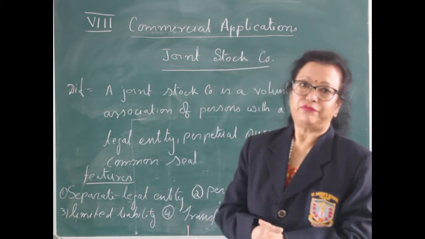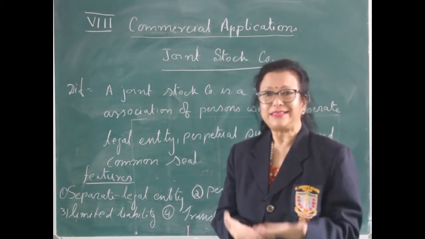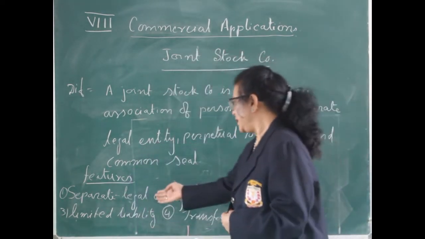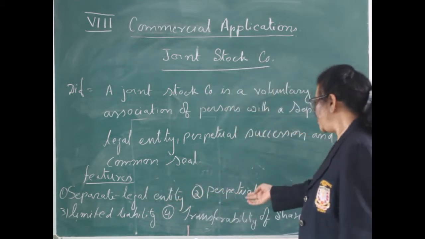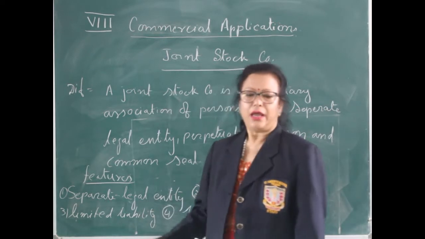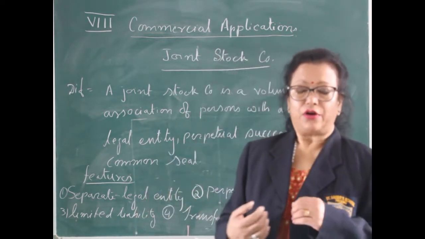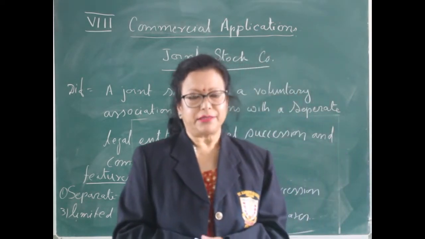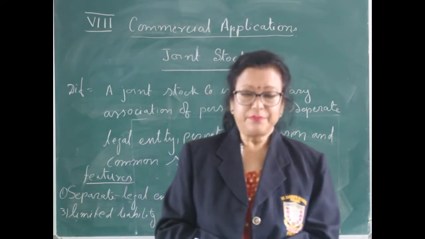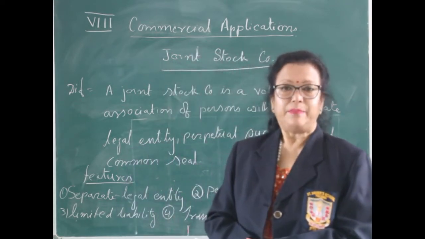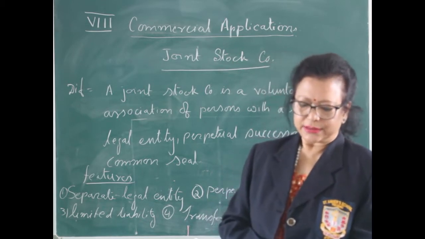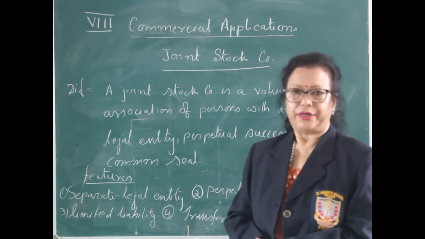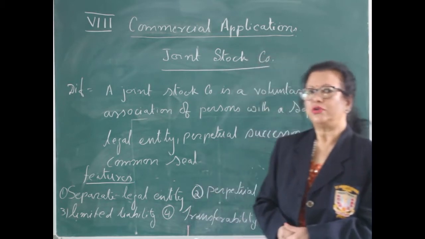And after that, there are the features or characteristics of a joint stock company. Now they are separate legal entities, perpetual succession, limited liability, transferability of shares, common seal, separation of ownership and control, voluntary association, artificial legal person, corporate finance, statutory regulation and contract, and registered body. These are the features of a joint stock company.